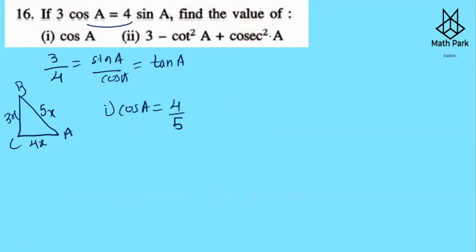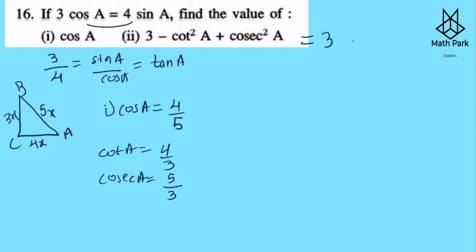And the second part will start over here, 3 minus cot square A plus cosec square A. So for that, let us find the value of cot A. Cot A is going to be the reciprocal of tan, that is 4 by 3. And cosec is going to be the reciprocal of sine. Let us write it here. Cot A is equal to 4 by 3. And cosec A is hypotenuse, that is 5, upon opposite, which is 3.